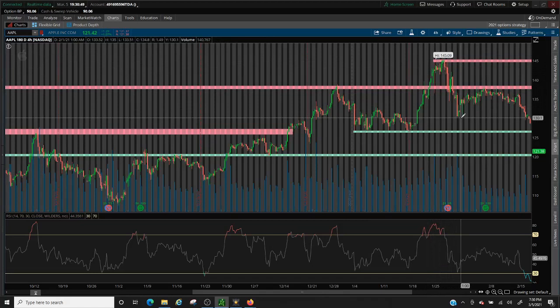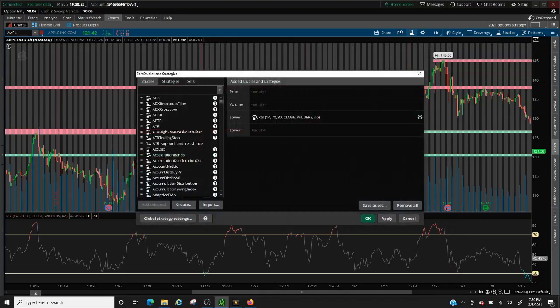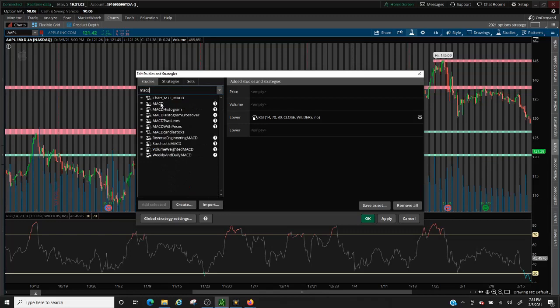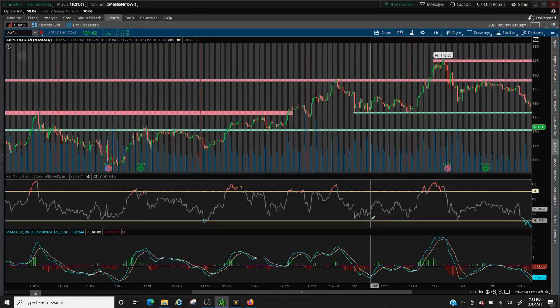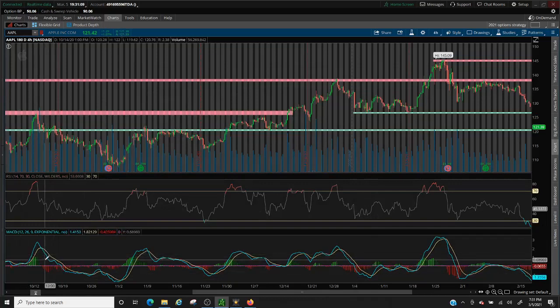Another tool we're going to use today is the MACD. The MACD stands for Moving Average Convergence Divergence. All you need to know is MACD. When I go here to the second one, click the MACD, hit apply, and hit OK, now we have these lines and we have this histogram down here at the bottom.